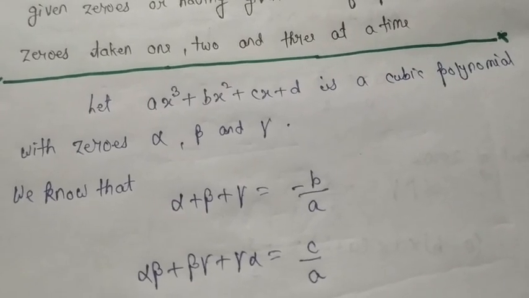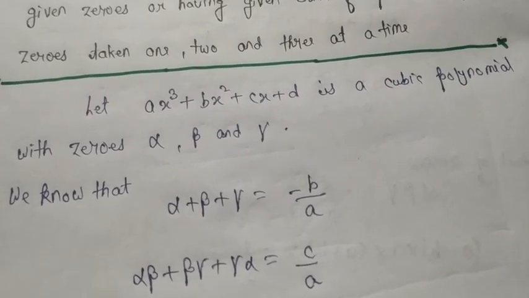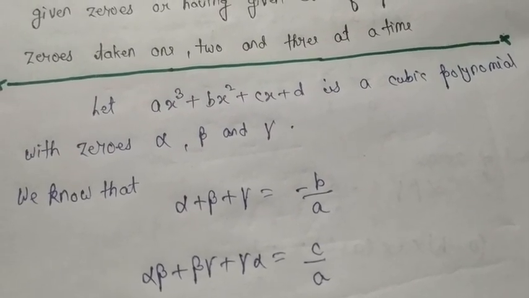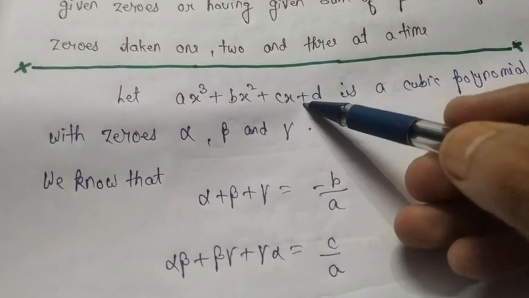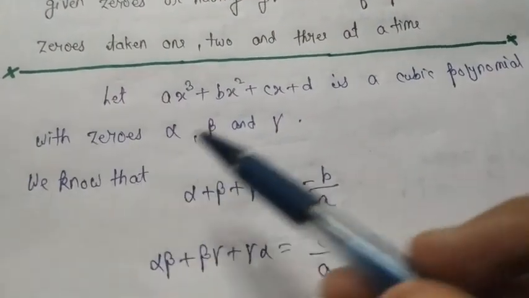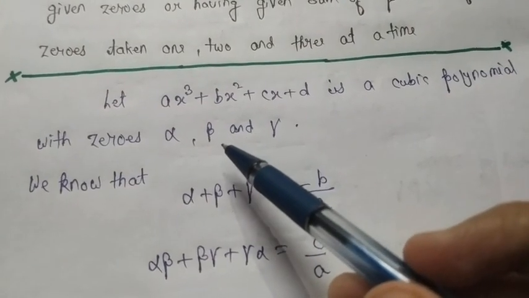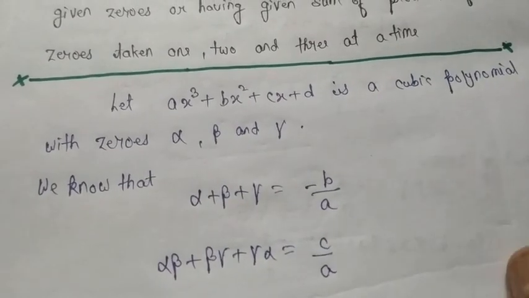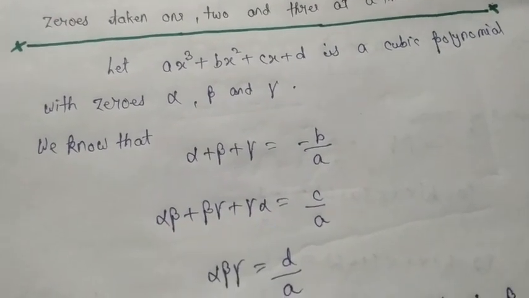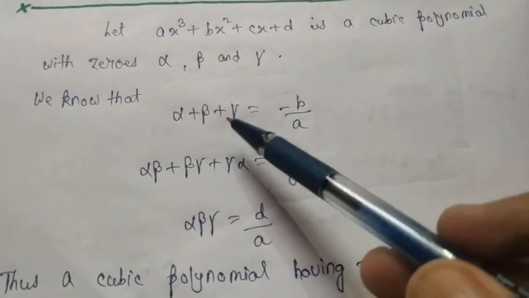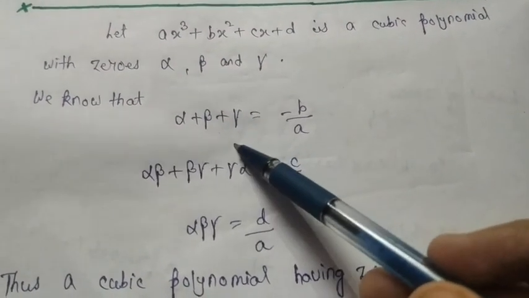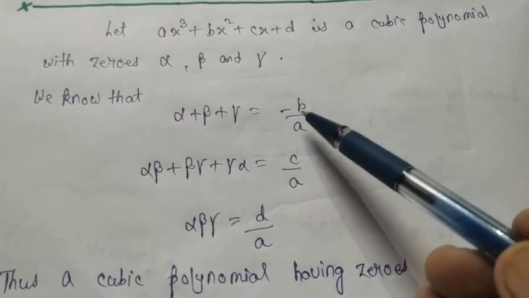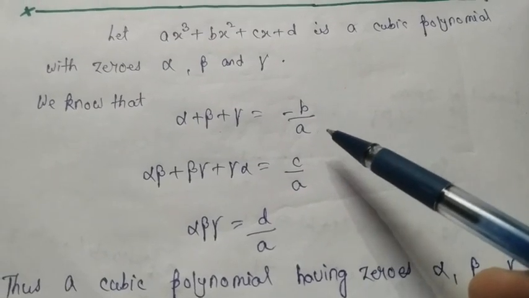Listen children, you know now the general form of the cubic polynomial is ax cube plus bx square plus cx plus d, as I have written here also. It is a cubic polynomial and we know that in a cubic polynomial there are 3 zeros, so those 3 zeros are alpha, beta and gamma. The sum of the zeros is alpha plus beta plus gamma, which is equal to minus b by a.